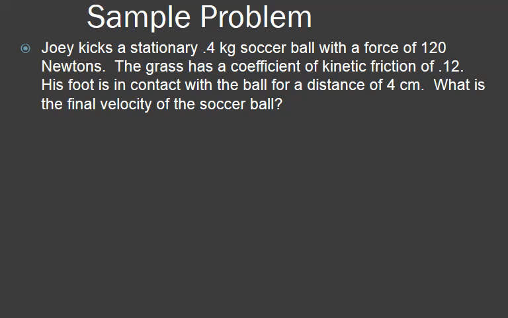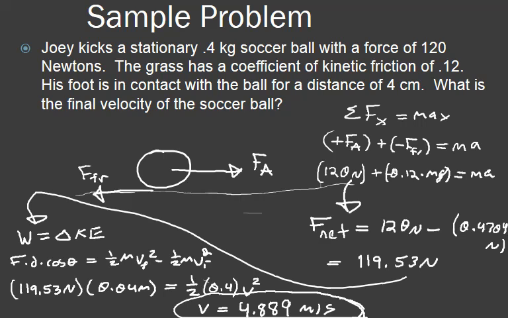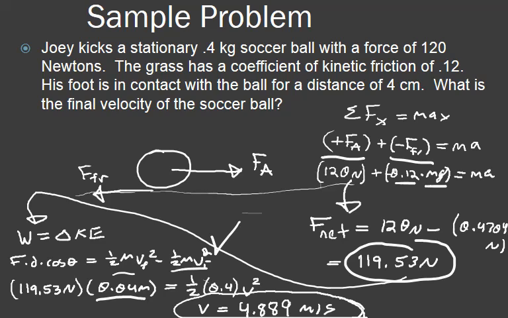So go ahead and pause the clip and give this a try, and when you're ready to check, you can hit play to continue. Okay, so we can get the net force. So we have force applied forward is 120 newtons. The force of friction is the coefficient times the normal force. So the net force is 119.53 newtons, and the displacement is 0.04 meters. And we have our final kinetic energy minus initial. The initial is 0. It's starting from rest. And so the final speed will be 4.889 meters per second.